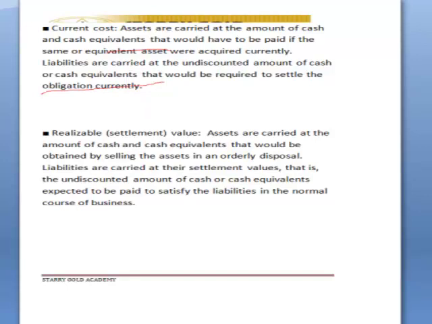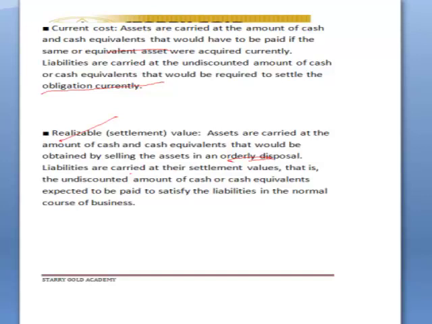Then the last method of subsequent measurement of those elements of financial statement, which could be assets, liabilities, income, or expenses, is realizable value or settlement value. Assets are carried at the amount of cash and cash equivalent that would be obtained by selling the asset in an orderly disposal. Orderly disposal is the key word. Orderly, in a normal situation, in a normal market condition, at arm's length, at fair value.